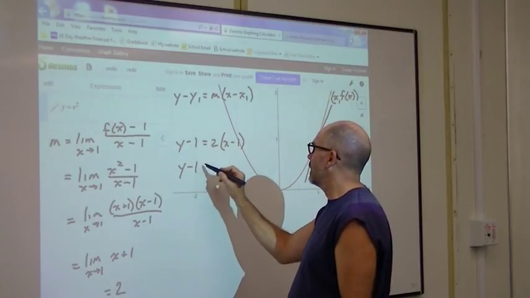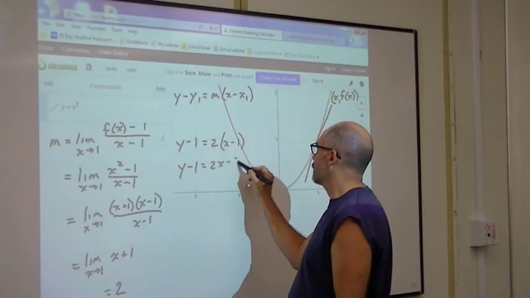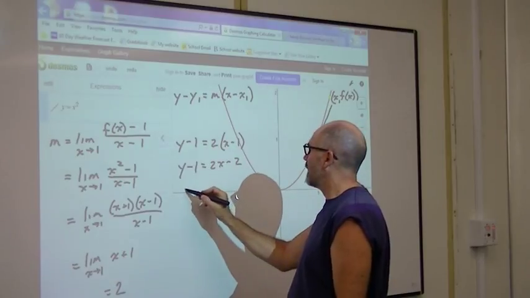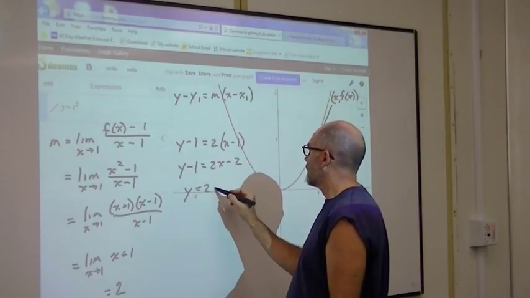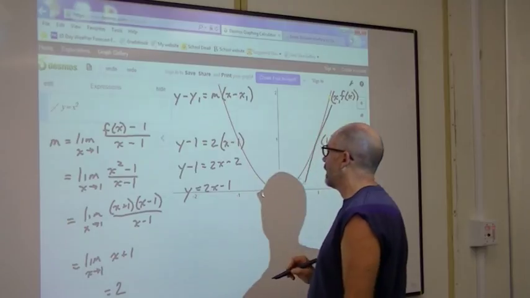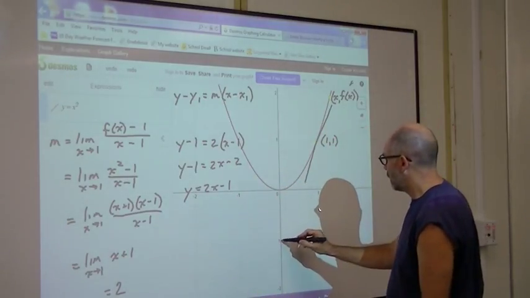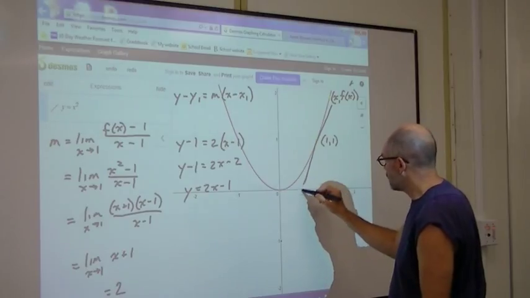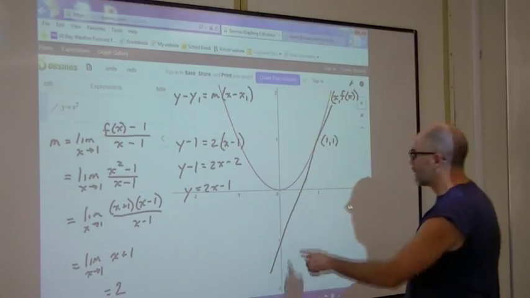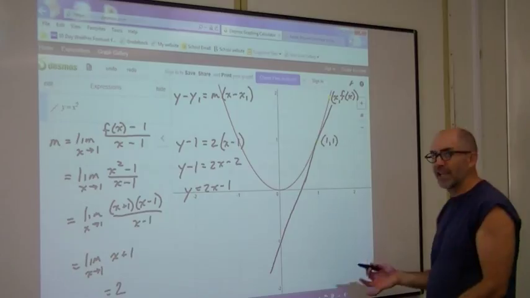Okay, so now all we do is distribute the 2. So y minus 1 equals 2x minus 2. Now we just add 1 to both sides. y equals 2x minus 1. That's the equation of this tangent line, which, notice if I continue that down, it goes right through -1 perfectly.